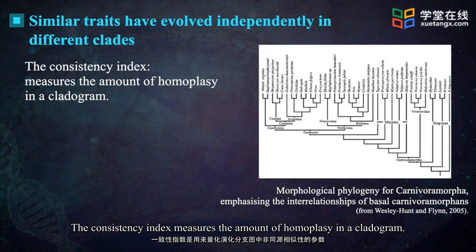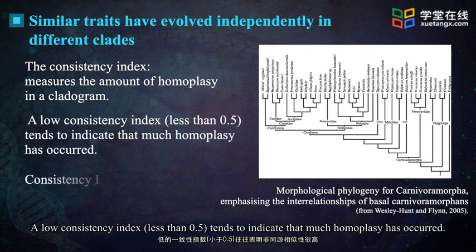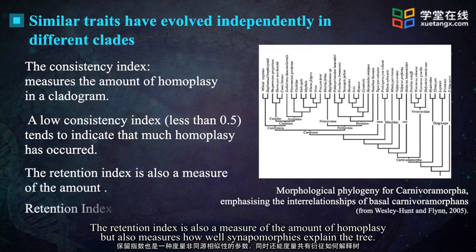The consistency index measures the amount of homoplasy in a cladogram. It is calculated by counting the minimum number of changes in a dataset and dividing it by the actual number of changes needed for the cladogram. A low consistency index, less than 0.5, tends to indicate that much homoplasy has occurred. The retention index is also a measure of the amount of homoplasy, but also measures how well synapomorphies explain the tree.